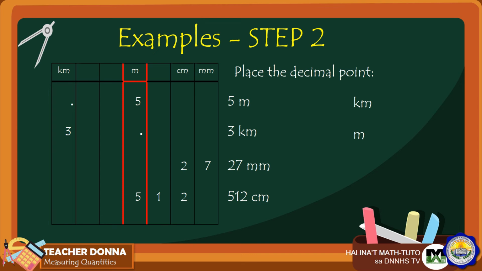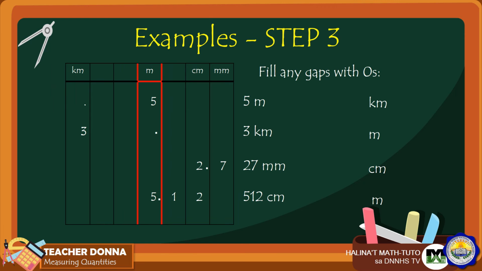And then, 27 millimeters to cm. So, ang kanyang decimal point ay nasa tapat ng cm. And then, 512 centimeters to meters, ang decimal point niya naman ay nasa tapat ng meters. Step number 3, fill any gaps with zero. So, lahat ng columns na walang numbers, lalagyan natin ng 0.